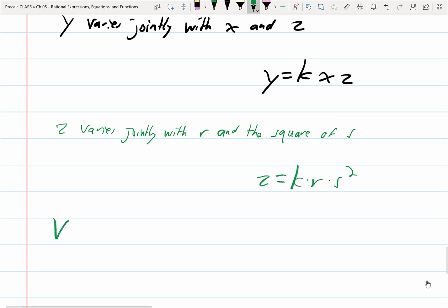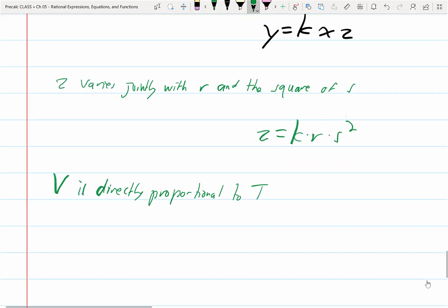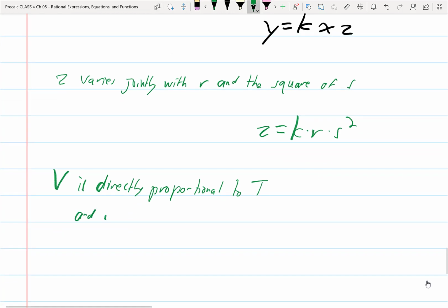You can also see something like v is directly proportional to t, something you might know from chemistry, and inversely proportional to p, which is another way of saying v is equal to k. Direct is times t, indirect is divided by p.